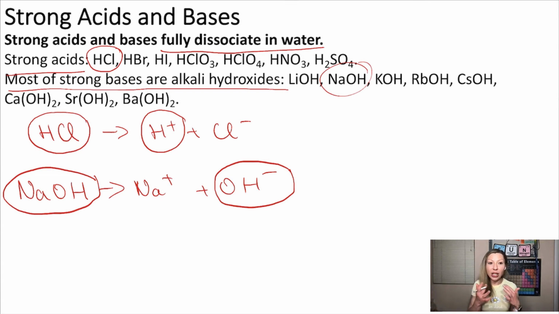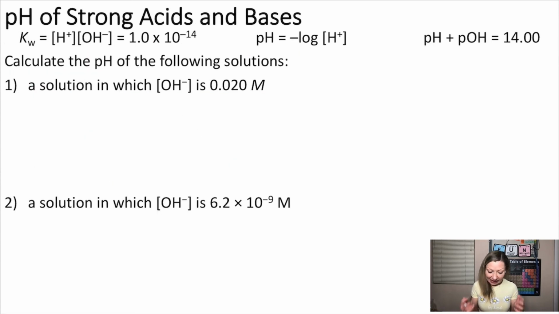So if we know the concentration of an acid or a base, and it is a monoprotic acid, and a base that contains only one OH ion, we can calculate the pH of that solution very simply. Let's take a look at that. So let's calculate the pH for a couple of solutions.